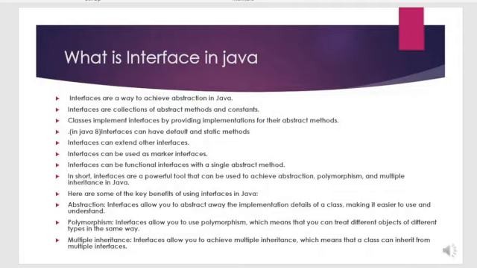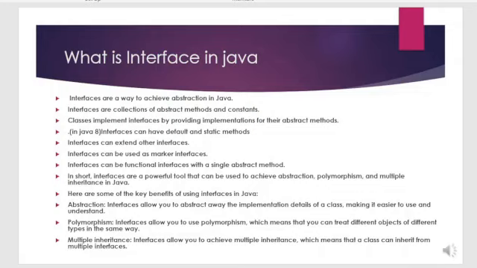Interfaces are a way to achieve abstraction in Java. Interfaces are a collection of abstract methods and constants. A class implements an interface by providing implementations of the abstract methods. In Java 8, an interface can have default and static methods. It can extend other interfaces. An interface can be used as a marker interface. An interface can be a functional interface with a single abstract method.